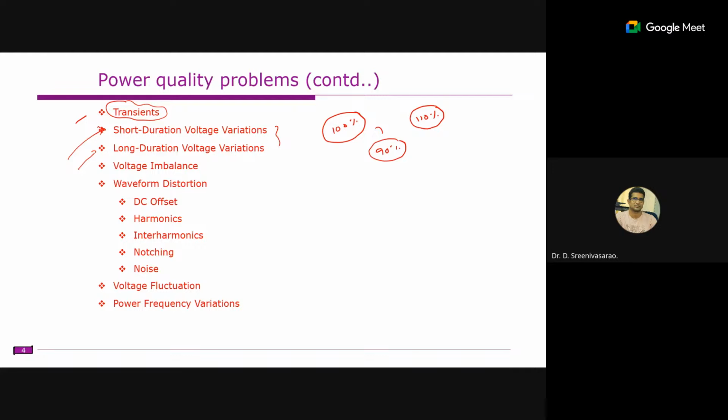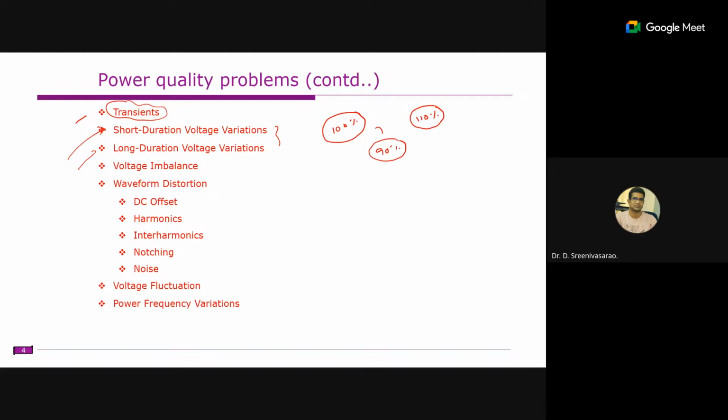The main reason for these voltage sags or swells is turning on heavy loads like capacitor banks, inductors, or a large motor. Turning on a large motor will create a voltage sag, whereas turning on a large capacitor may produce a voltage swell in the lines.